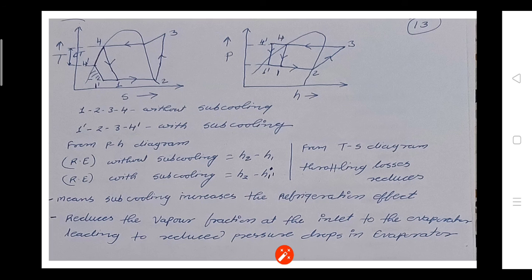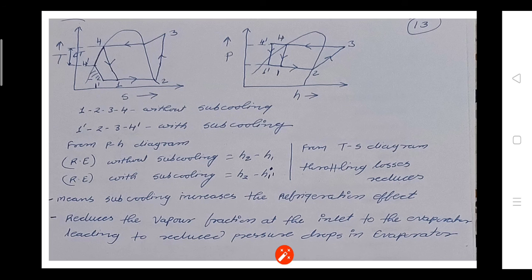Now if you see the PH diagram, what happens to the refrigerating effect? In the actual case, that is without subcooling, the refrigerating effect is the difference between the enthalpies at the endpoints of the evaporator, that is H2 minus H1. With subcooling it is H2 minus H1 dash. This enthalpy difference H2 minus H1 dash is greater than H2 minus H1, which means the refrigerating effect is increasing because of the subcooling.